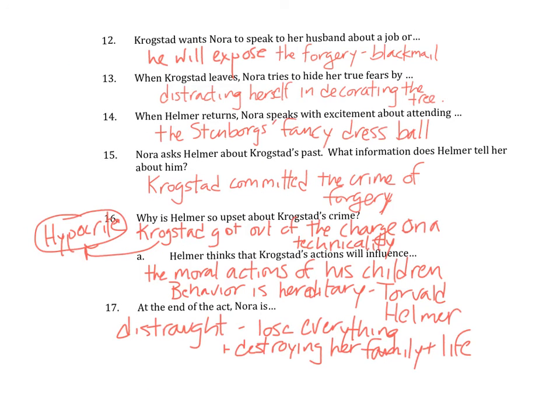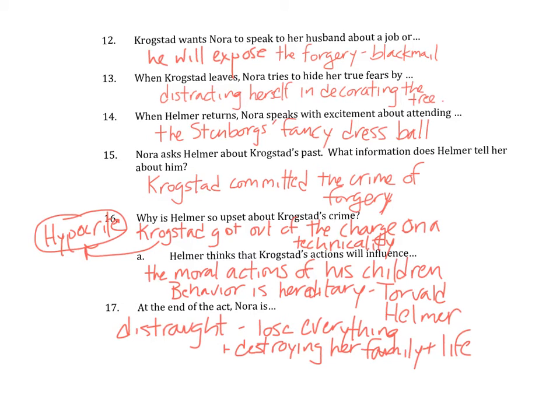So now Krogstad says, look, I know you admitted you did it. We both know you did it. I won't tell anybody the truth, but you have to make sure that your husband keeps me on at the bank. So Krogstad wants Nora to speak to Torvald about his job, or he's going to expose the forgery. So this whole idea that's going on is the idea of blackmail. If you do what I ask you, I'll keep your crime hidden.